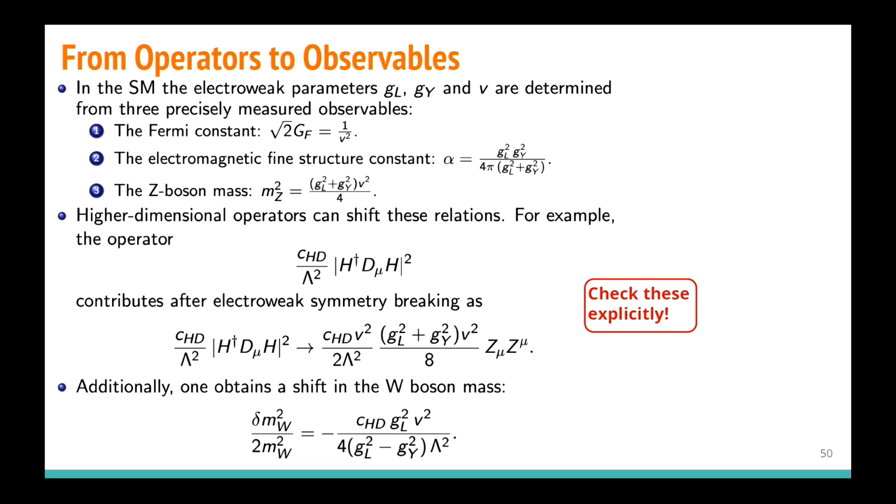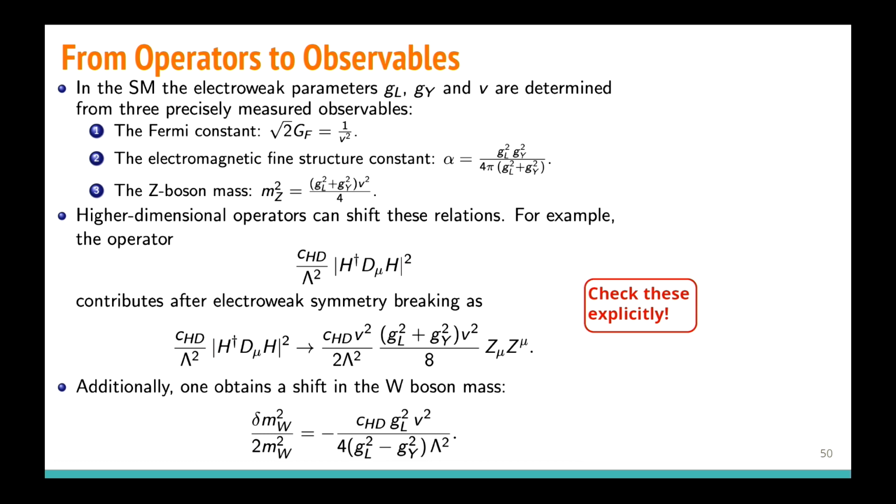So basically these couplings, the SU(2)L coupling, the U(1)Y coupling and the vacuum expectation value, are determined from three very precisely measured observables. So we have the Fermi constant, we have the electromagnetic fine structure constant, and we have the Z boson mass. These are very precisely measured quantities, and the higher dimensional operators can shift these relations. So for instance, if we take the operator |H†D_μH|², this is one of the operators in the Warsaw basis that we saw the other day.